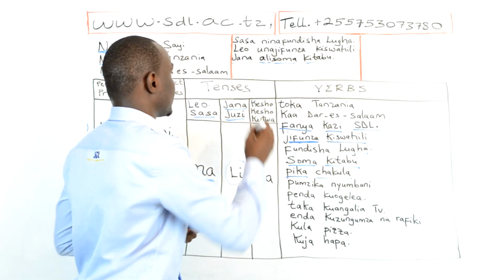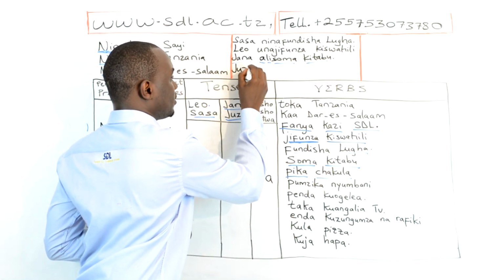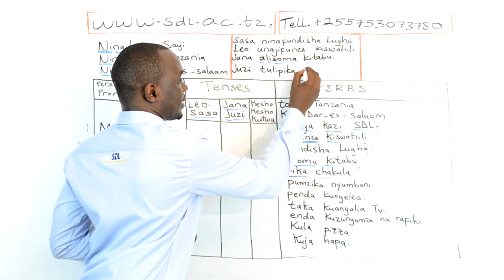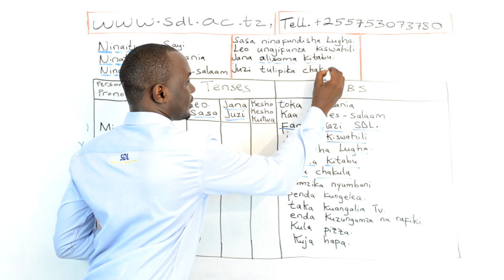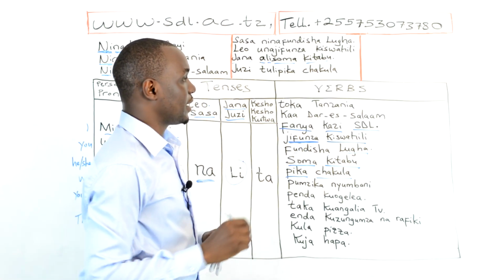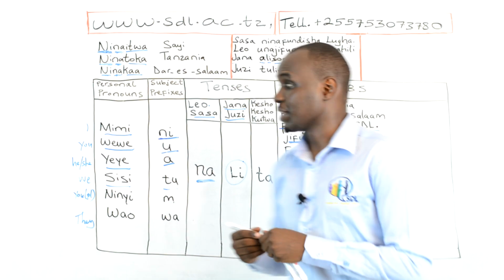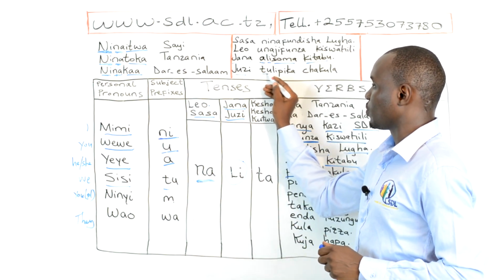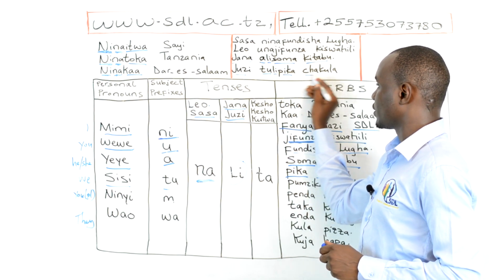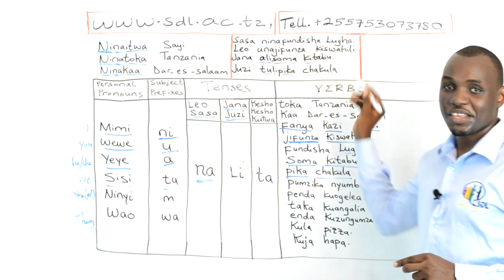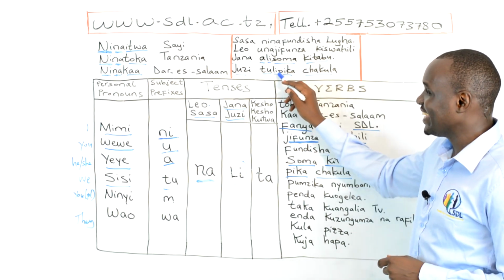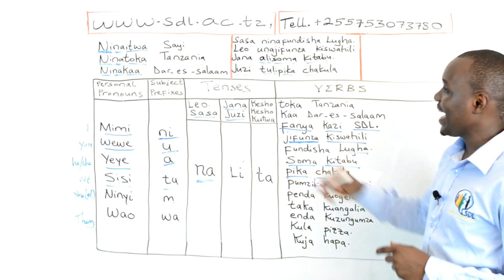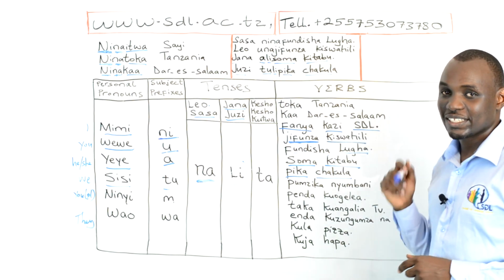I read that sentence. Juzi tulipika chakula. We cooked the food the day before yesterday. Here, the day before yesterday we did cook the food. Li shows that it's a past sentence. Na shows it's a present sentence.